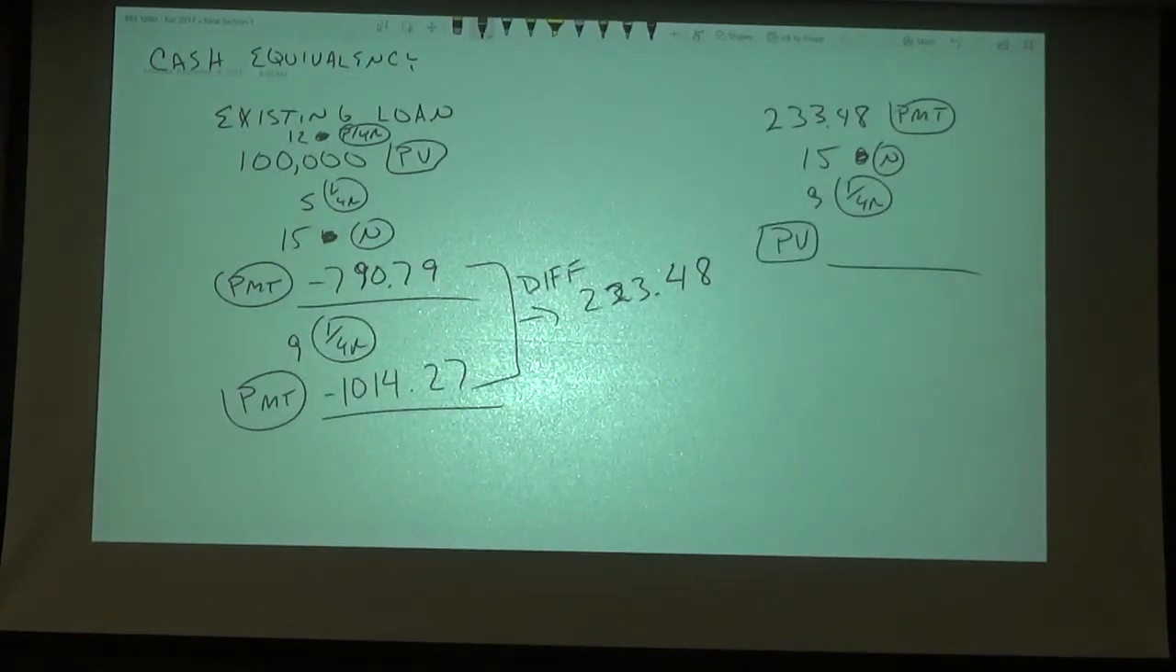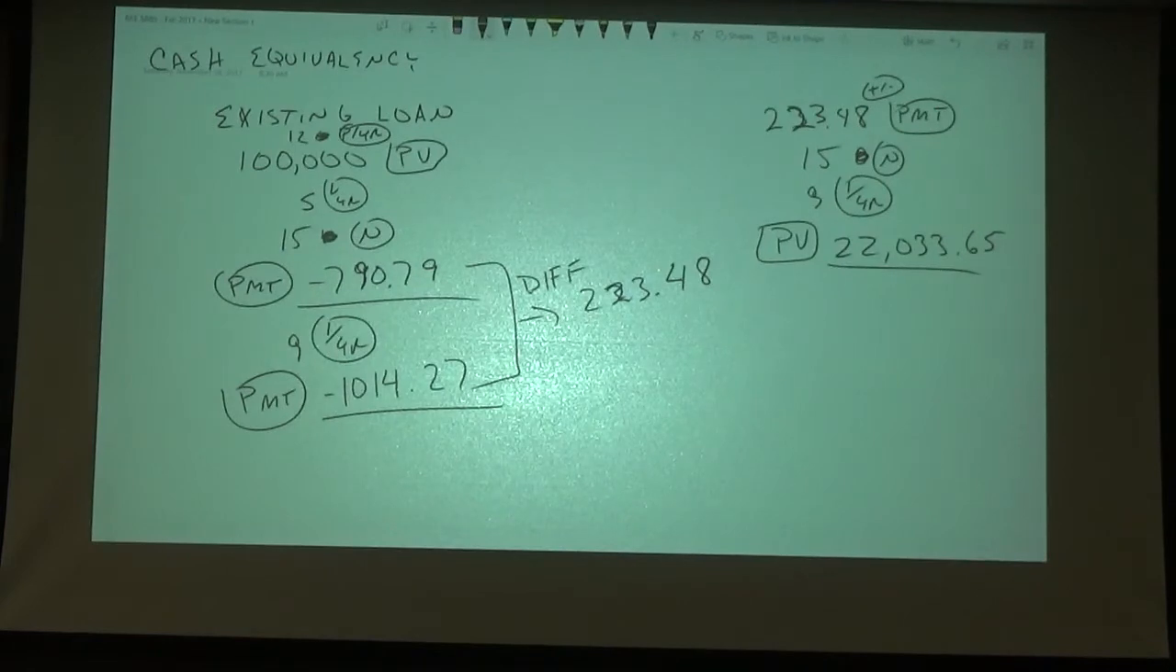It's 223, right? I'm sorry, 223. Would that be a negative payment? You can, but you don't have to. Okay. So 223.48 as a payment, 15 years, 9%, present value, 22,033.65.